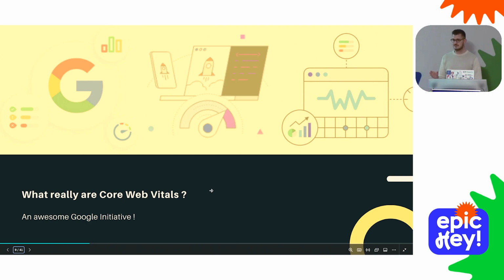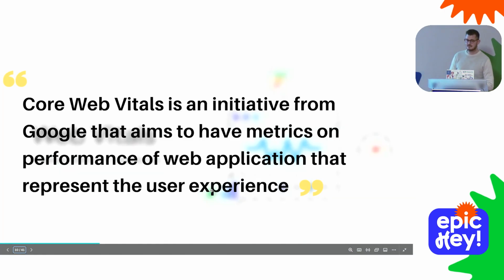So in other words, an application that respects the Core Web Vitals metrics will have a better index than an application that doesn't respect the Core Web Vitals metrics. So to summarize, Core Web Vitals is an initiative from Google that aims to provide metrics on the performance of web applications that represent the user experience.